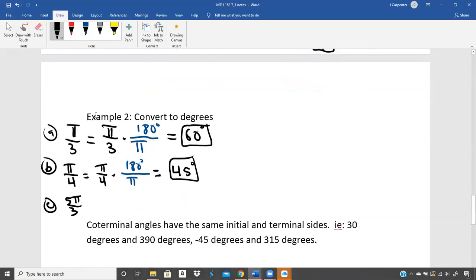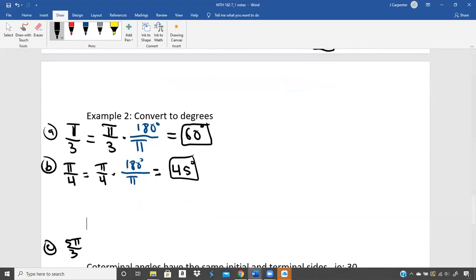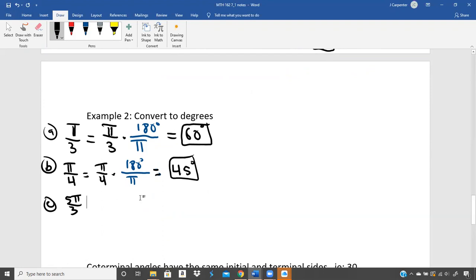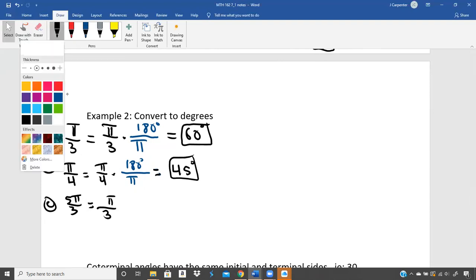Five pi over 3 for C. Oh, that was not what I expected to happen. You hit enter after something and it makes it go down. Word makes great sense sometimes. Am I right? So we take our 5 pi over 3. That's an ugly 5. No, not select.